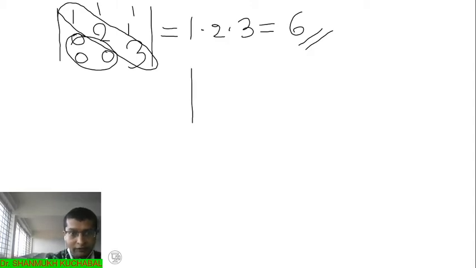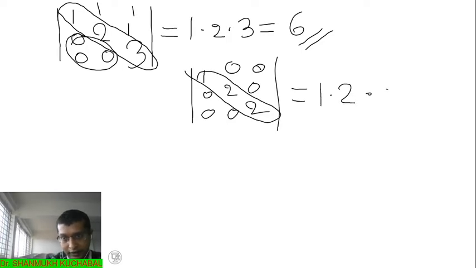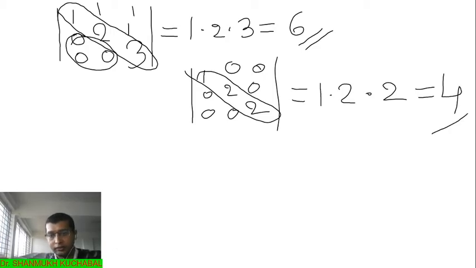Suppose it is like this: 1 2 2, 0 0 0, 0 0 0. Now see, this is the diagonal element. Above the diagonal element as well as below the diagonal element all are 0, therefore the value is the diagonal element multiplication, that is 1 into 2 into 2, that is 4. 4 is the answer. So like this we have to solve. Similarly, one more property, this will be the second property.